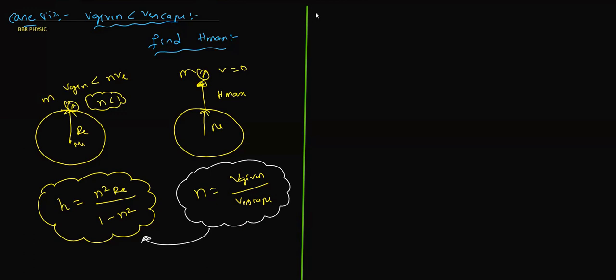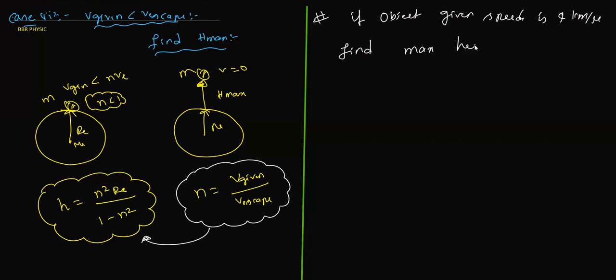What does the question say? If the object's given speed is 4 kilometers per second, then find the maximum height. Up to what height it can go, they're asking.